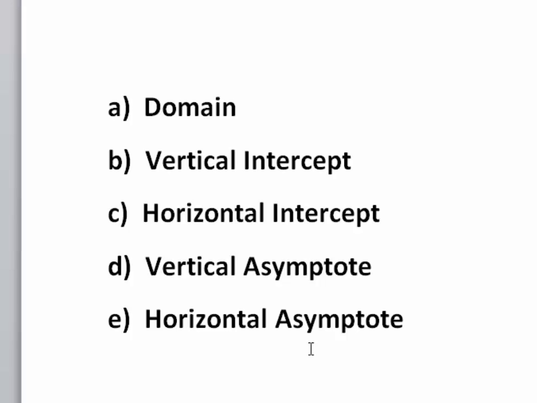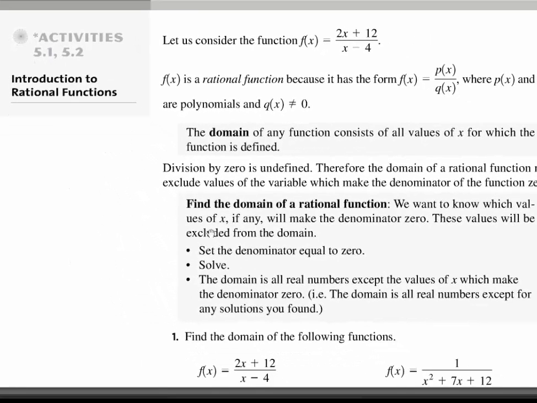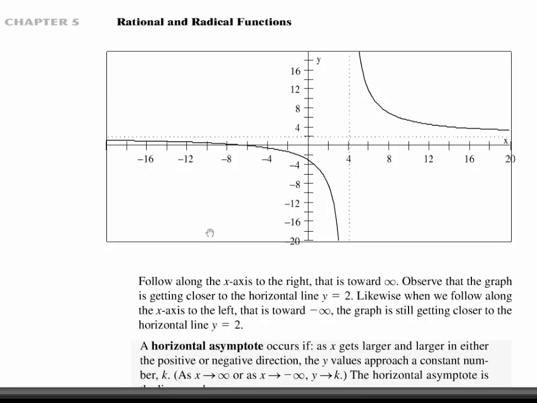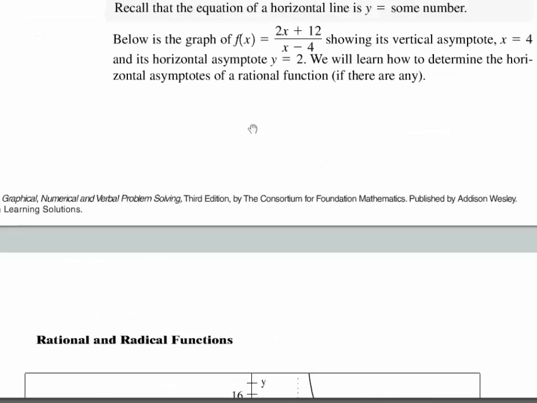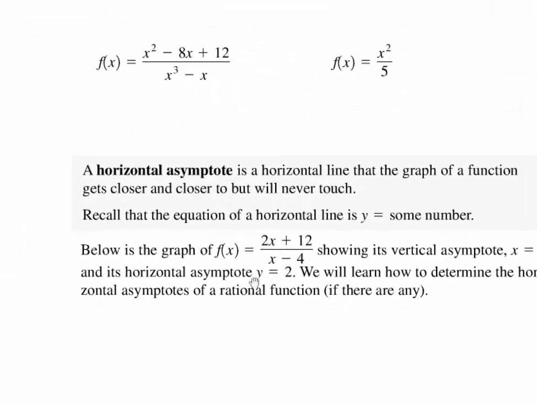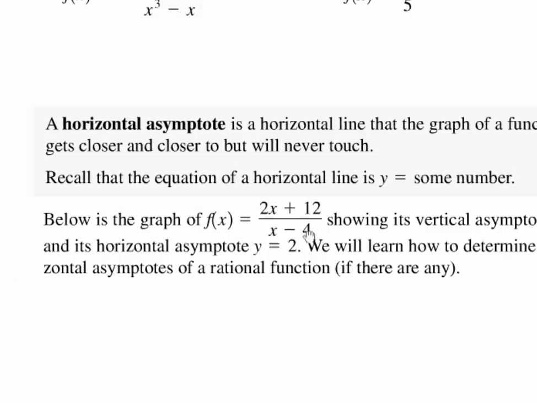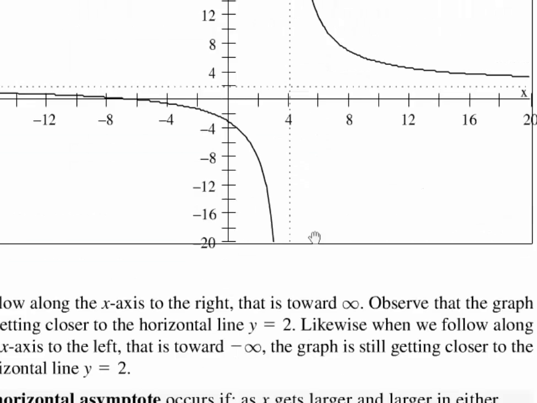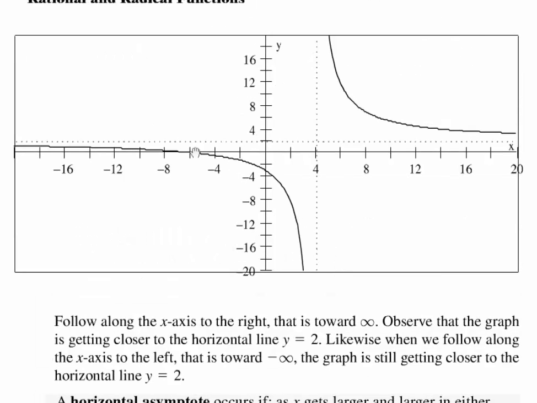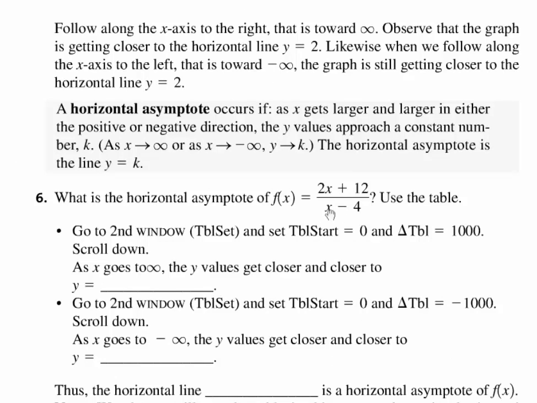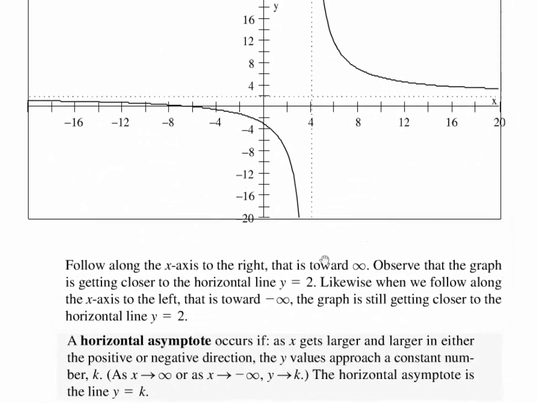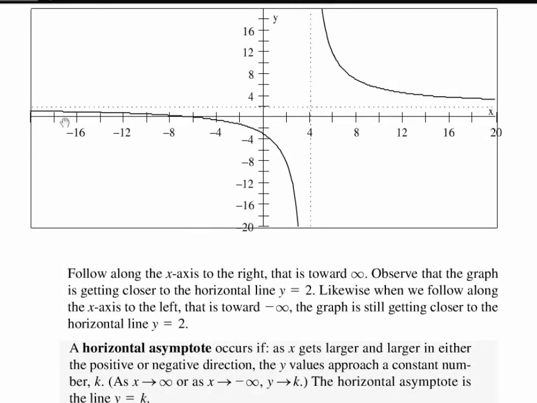So let's go back to our book. And if we look at page 404, you'll see a graph of the function y equals (2x plus 12) over (x minus 4). And you remember when we actually graphed this function, we talked about that imaginary dotted line that occurred at x equals 4, because x equals 4 would give us a 0 in our denominator. But there was also another imaginary dotted line, right?